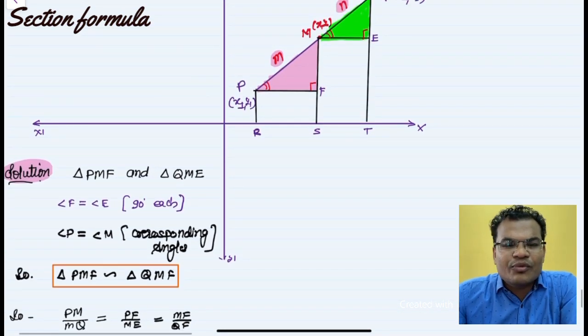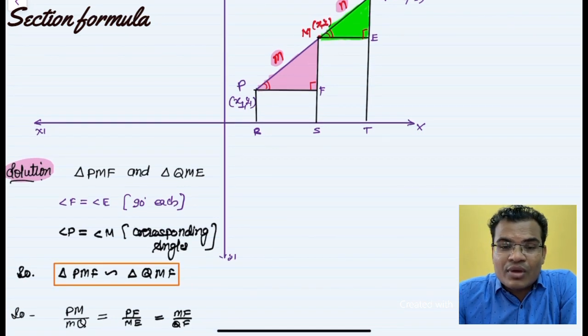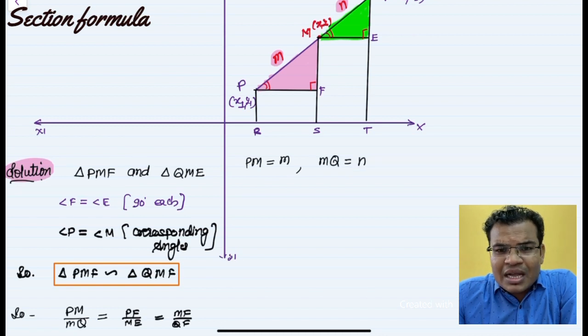Now guys, we'll go further with the help of this criteria only. We'll find out this PM first. So what is PM? You can see the diagram. PM is small m, MQ is n. The ratio is given, that's why. The next one, we are finding everything. PF is x minus x1. Yes, you can see the whole diagram here, x minus x1.